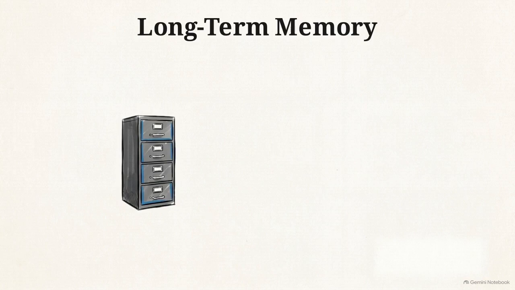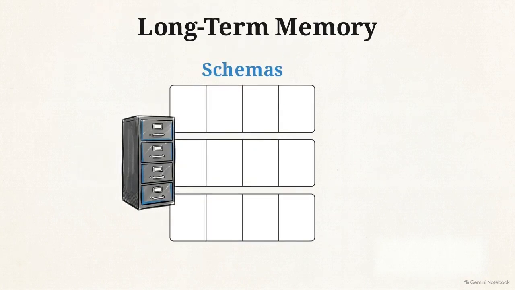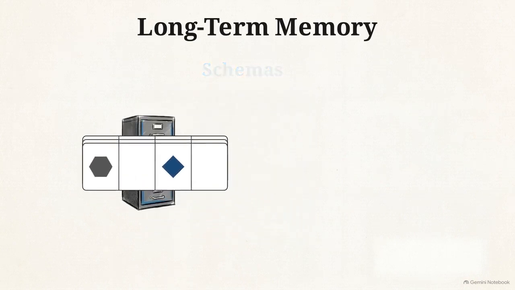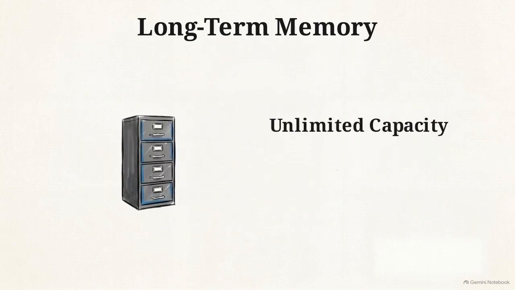Now compare that small workspace to long-term memory. This is a massive, permanent filing cabinet where knowledge is organized into structures called schemas. Once information is successfully processed and filed here, those strict capacity limits no longer apply.